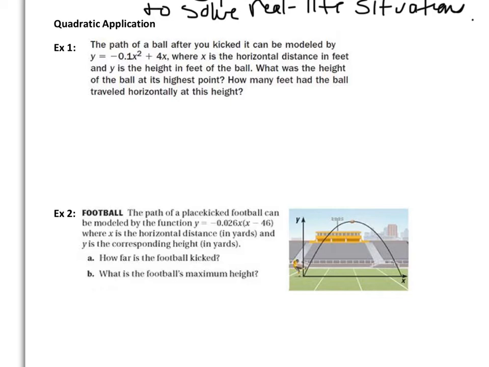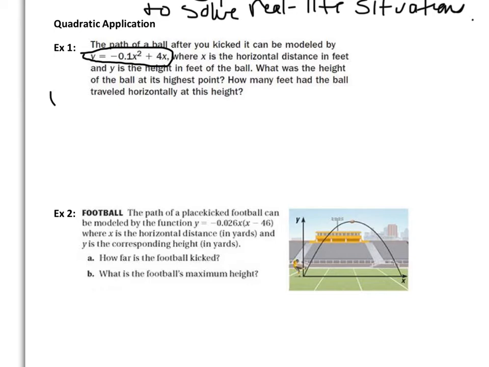of a ball after you kicked it, and it gives you this equation that models that path, and that looks like it's written in standard form. It's not factored or written in that intercept form. It says x is the horizontal distance in feet and y is the height in feet. It says what is the height of the ball at its highest point and how many feet had the ball traveled horizontally at this height.